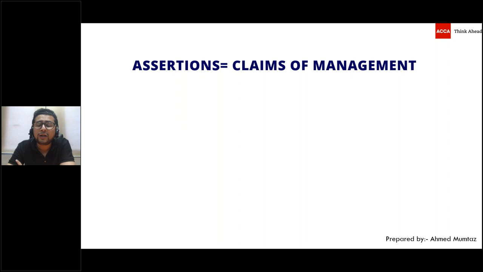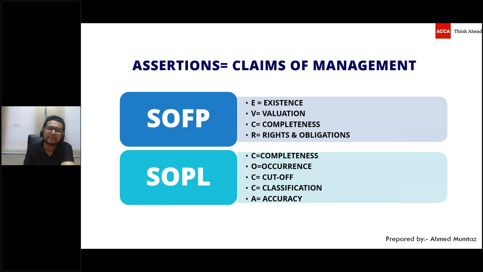Now, the assertions could be divided into two families or two categories. The first family or the first category of assertions is about the statement of financial position. And when it comes to statement of financial position, the assertions are EVCR.